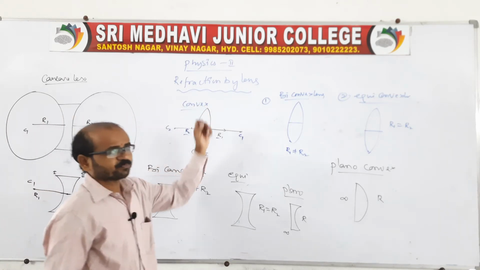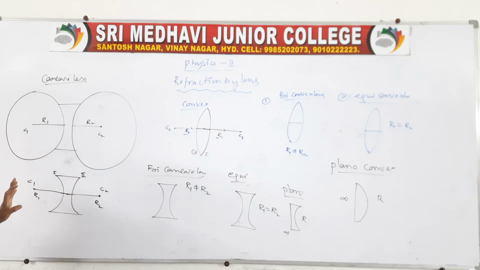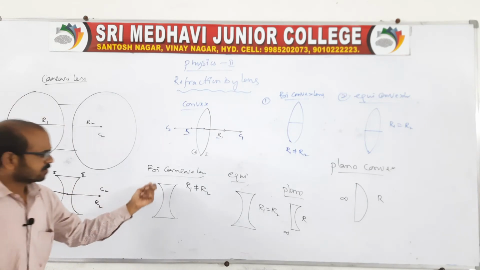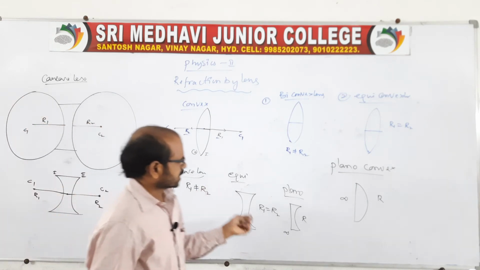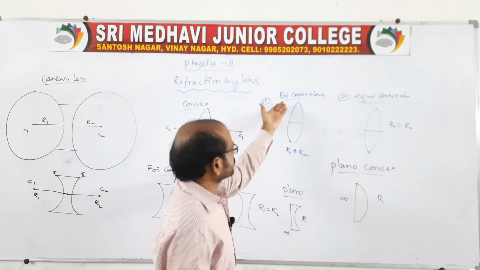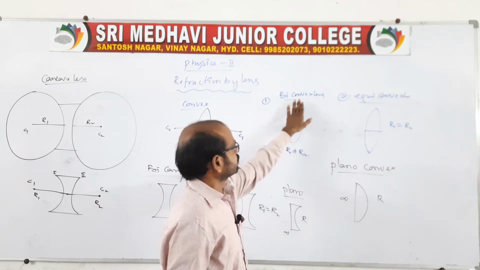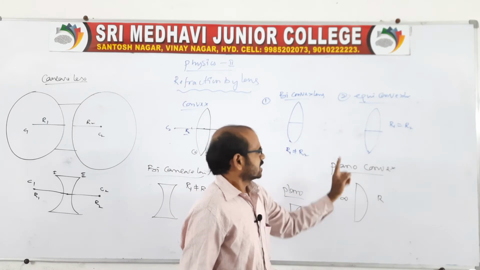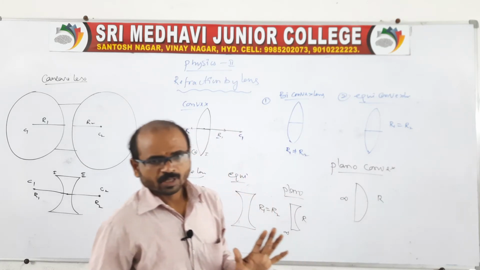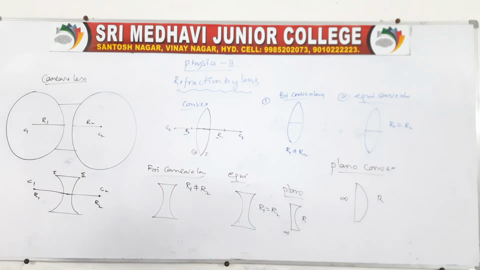There are types of lenses. One is convex and another one is concave. The concave has again three: biconcave, equiconcave and plano-concave. And coming to the convex also there are three: biconvex, equiconvex and plano-convex. Clear? Now I want to tell you about others also. Suppose we have other lenses, we can say convexo-concave, concavo-convex. There are two other lenses.